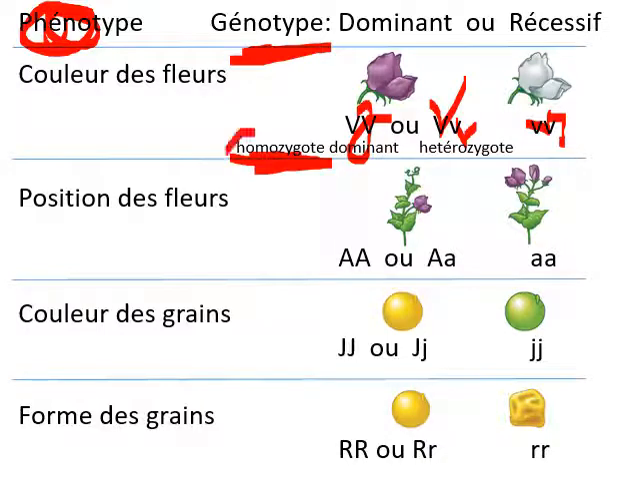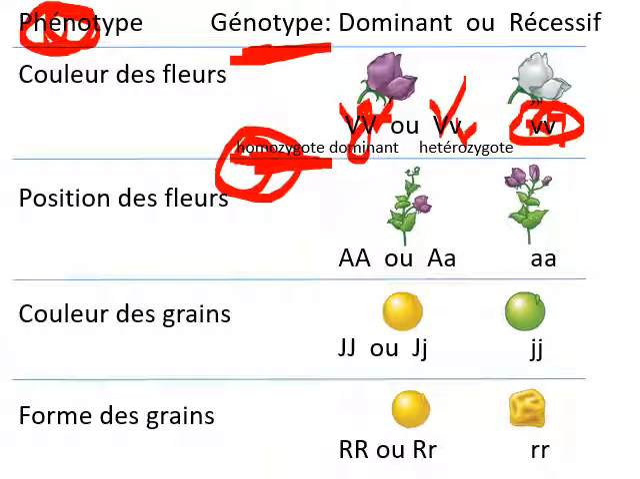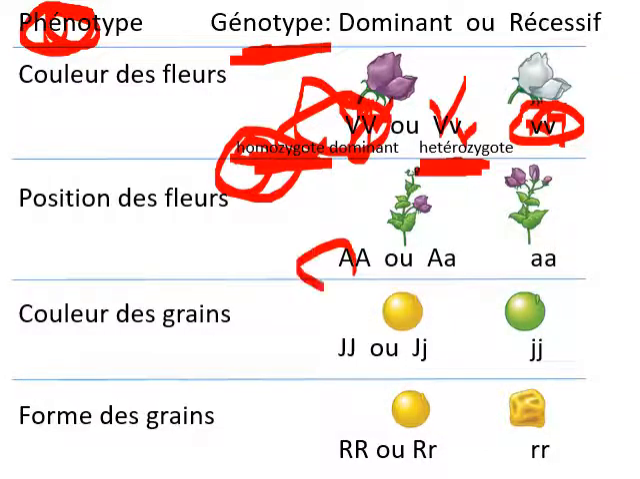Homozygote. Homo means the same. So two of the same alleles is homozygote. The white is a homozygote. Dominant purple is homozygote. Or we could have a heterozygote, in which we have one of each. We have the same, so it's homozygote. These are different, it's heterozygote.